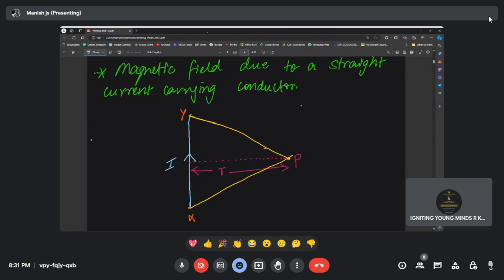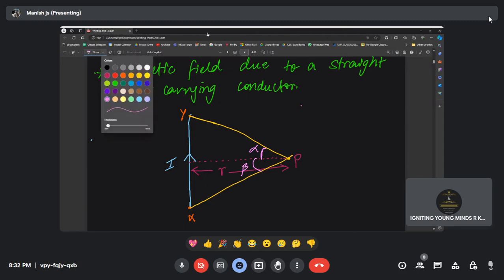You can see that YP is making an angle of, say, alpha, and XP is also making an angle of, say, beta, with this current carrying conductor, I mean, with my reference dotted line that I have drawn. I need to mark that point also. On XY, let me take the middle point as Z. So it is making angles of alpha and beta respectively with the current carrying conductor. In that case, what is the expression for magnetic field at P?